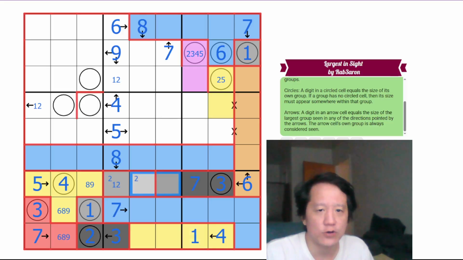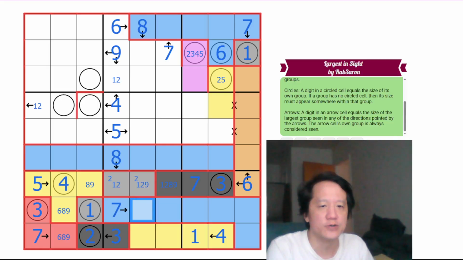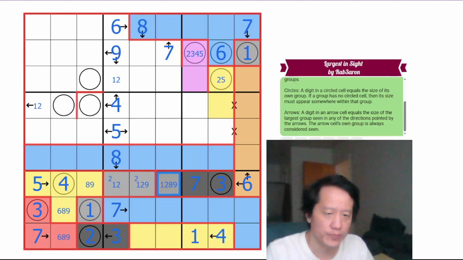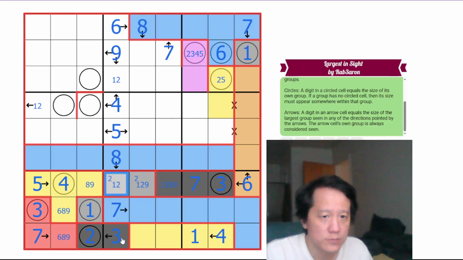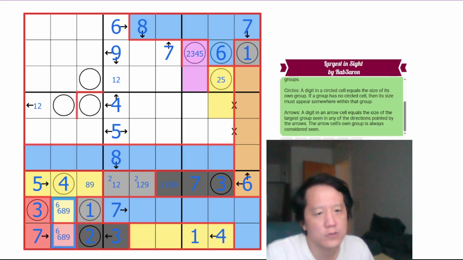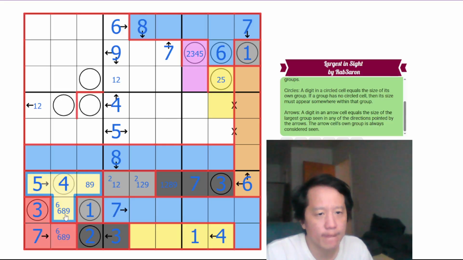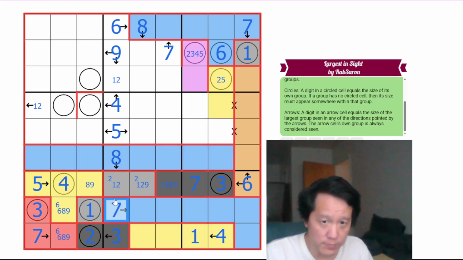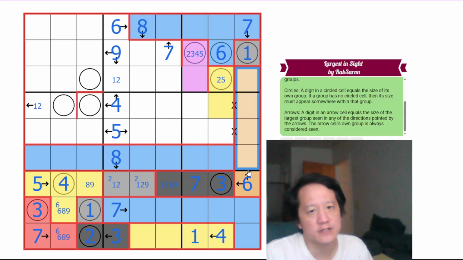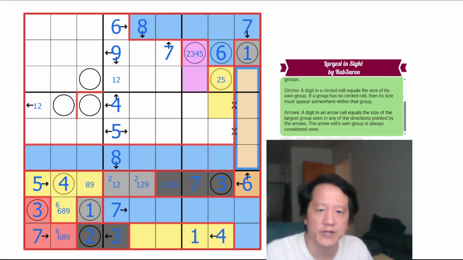Remaining digits of row 7 are 1, 2, 8, 9. There's no 8 here because of 8 in the column. We know there's a 6 here. This has an 8. Okay, so this must have a 5 in it because it's size 5. So we know there's a 5. Okay, let's just do remaining digits.